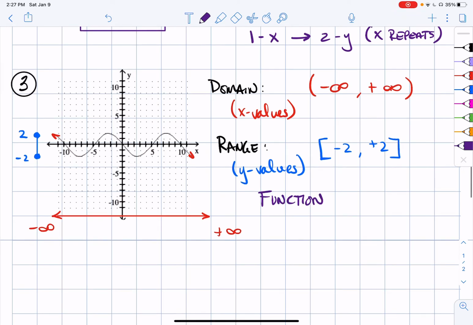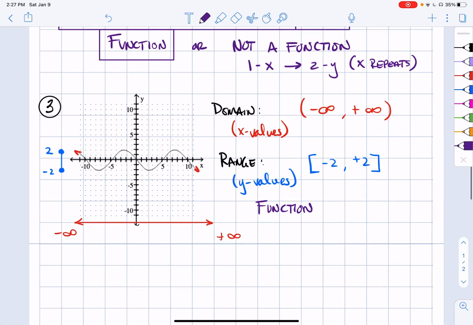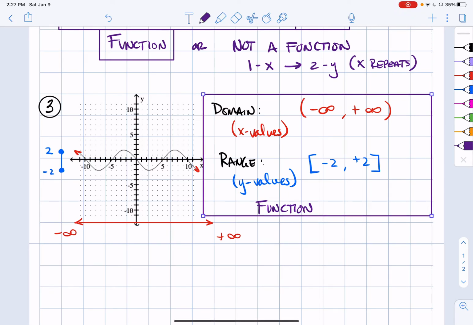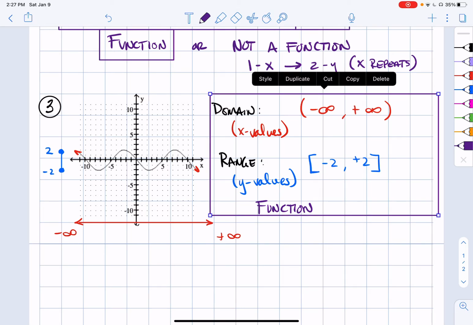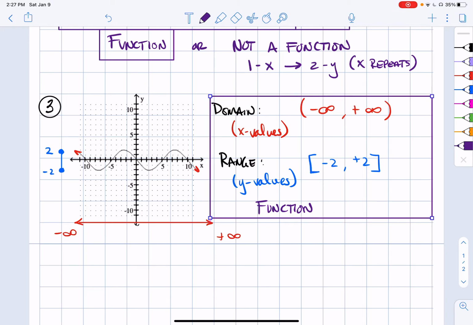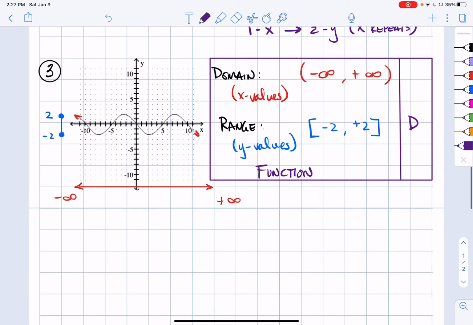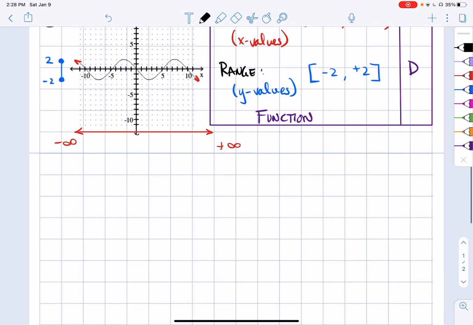Okay. So with that being said, I'm going to go ahead and box this up. Boom. Let's move it slightly there. There we go. And that choice was choice D. There we go. All right, so there's choice D. All right, so off to number 4.